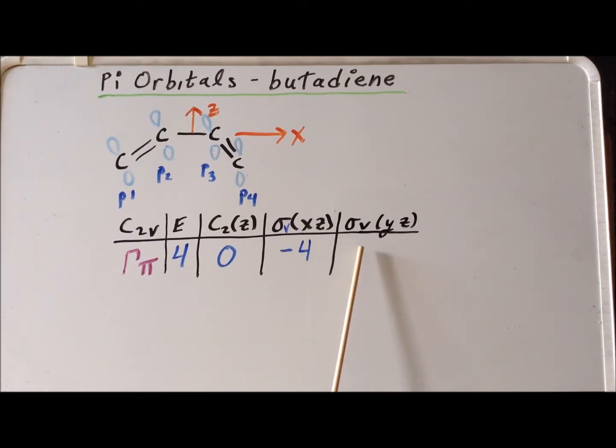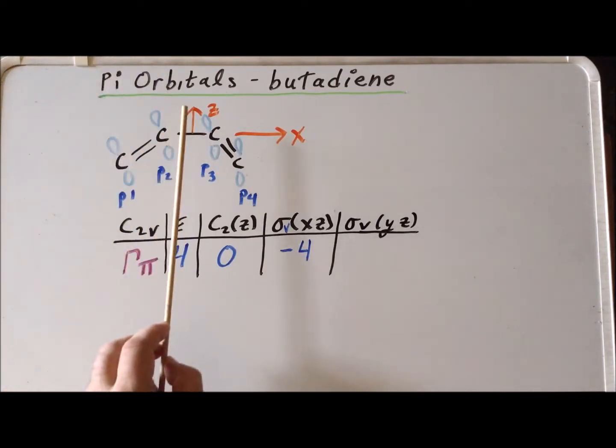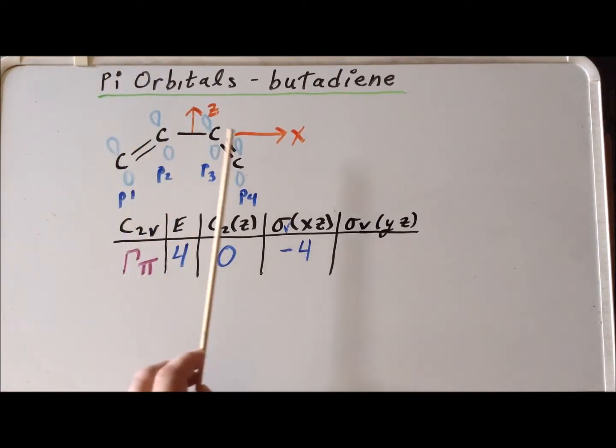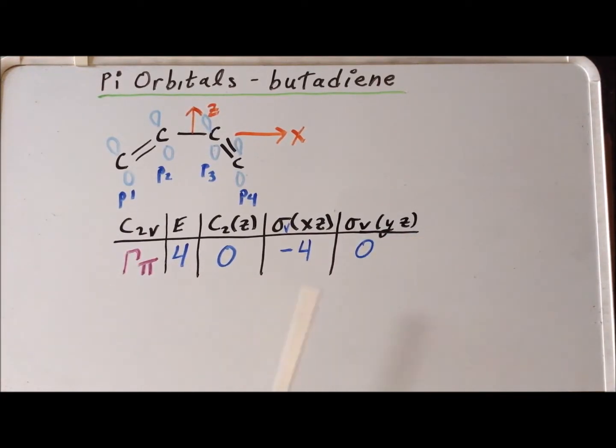Finally, we have the vertical mirror for the YZ plane. So that's a plane going like this, where it reflects the left side of the molecule into the right-hand side. That moves all of the orbitals to some other place, so therefore the character is going to be a 0. And we now have a reducible representation for pi bonding in this molecule.